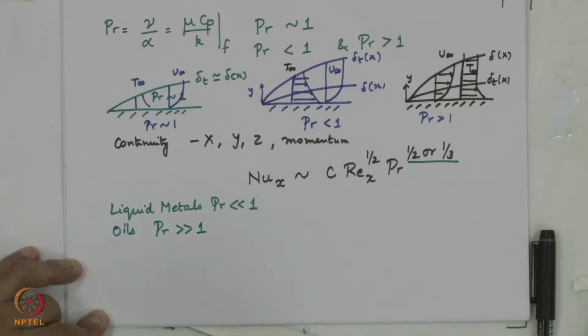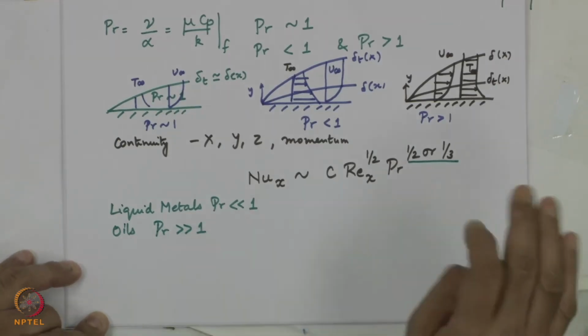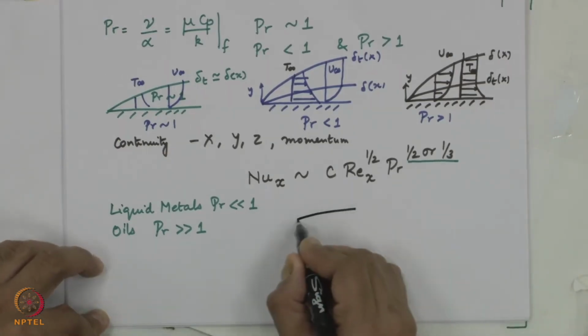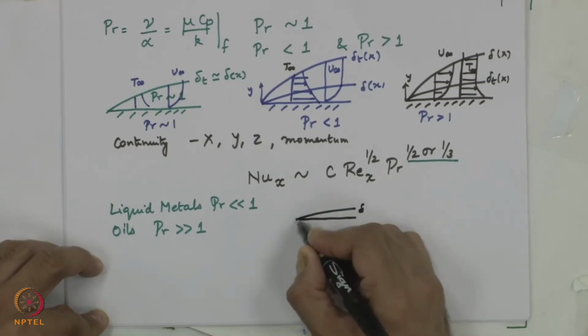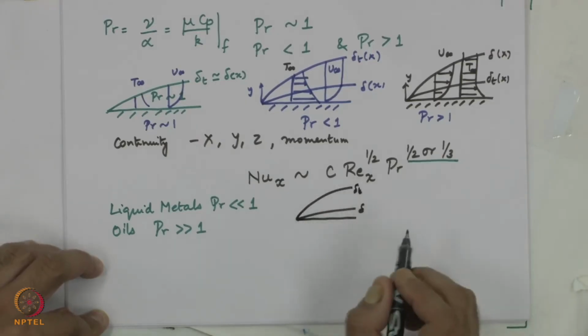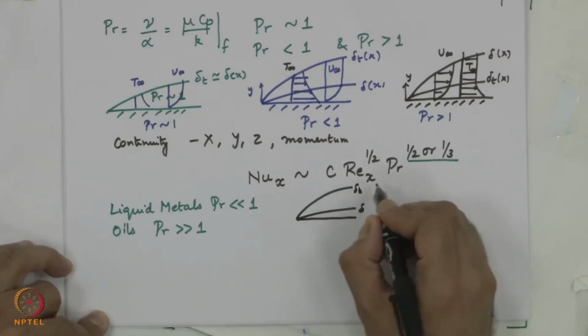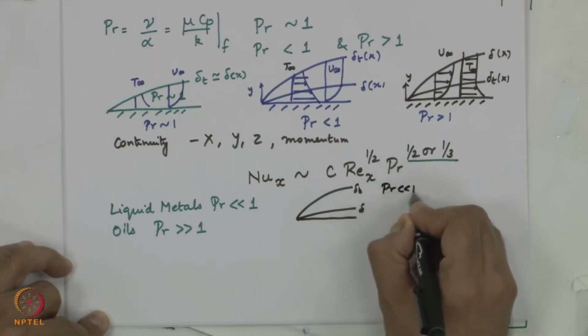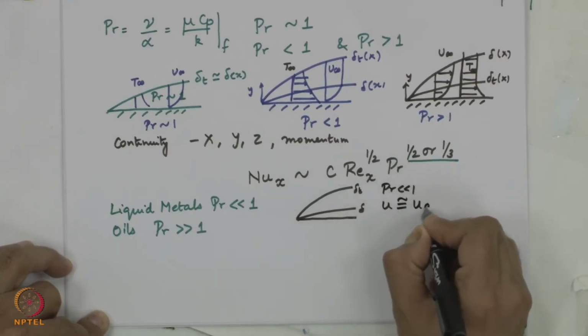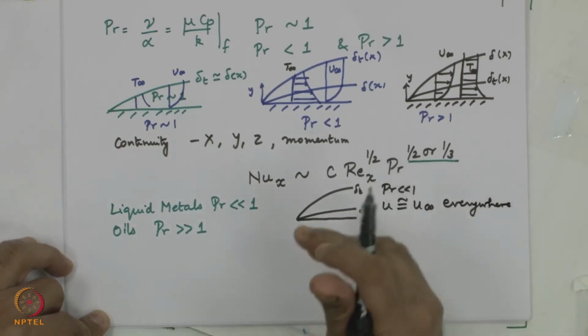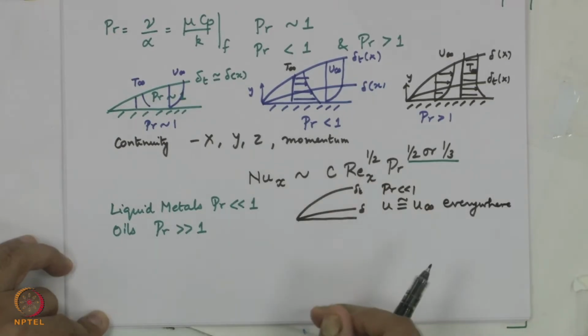A very useful simplification sometimes is when this inequality, Pr much less than 1, holds. You are talking of a case where this is your delta and this is your delta T. Okay. We can actually say that in such cases, Pr much less than 1, U is approximately U infinity everywhere. What I showed you in the last module was where these were different, but they were not very small and very large compared to each other.